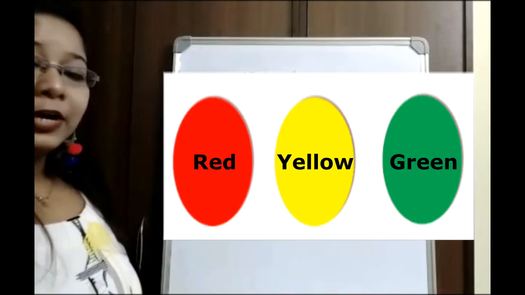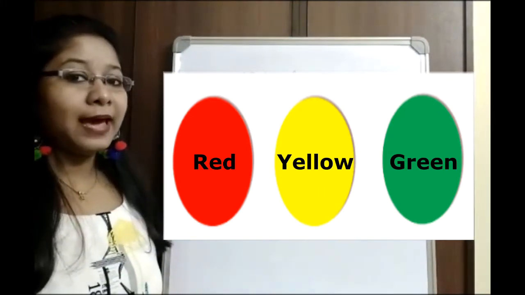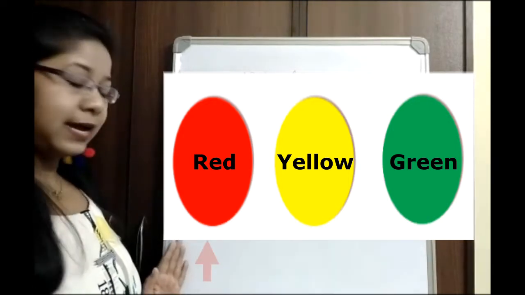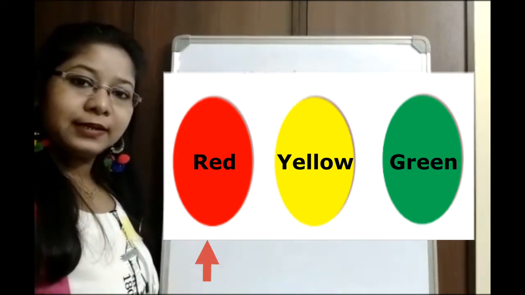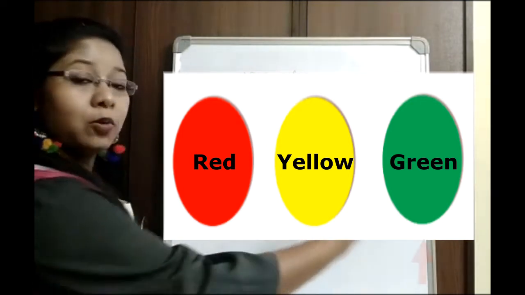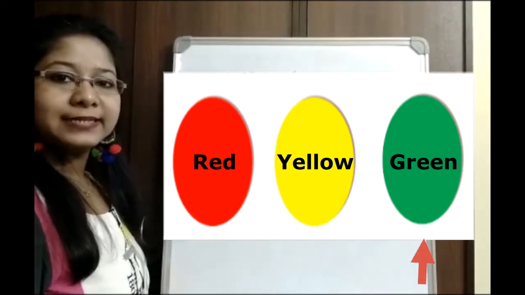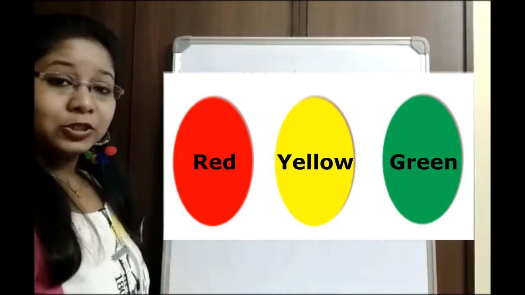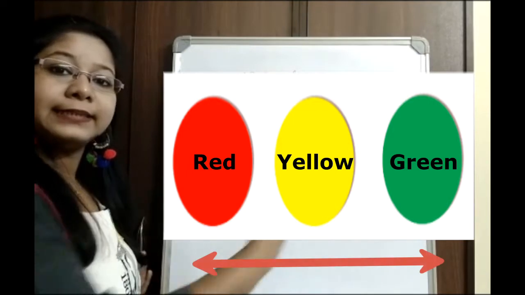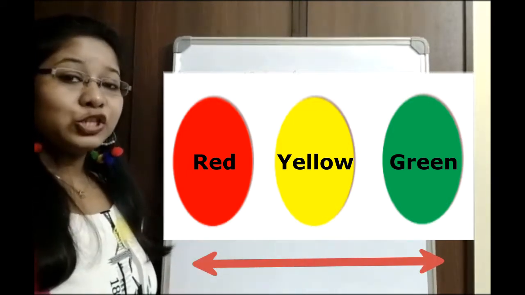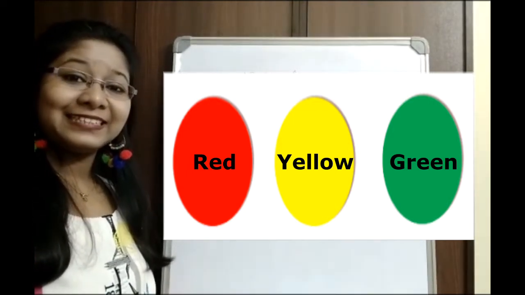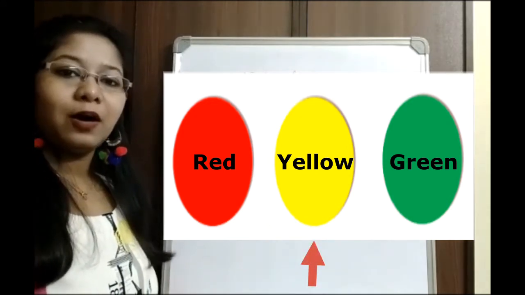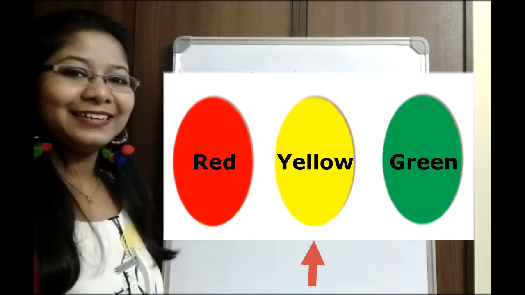Here you can see red, yellow and green color, right? On your left side you can see the red color, and on the most right side you can see green color. So in between red and green, which color is coming? Yes, it's yellow. So yellow color is in the middle of red and green.